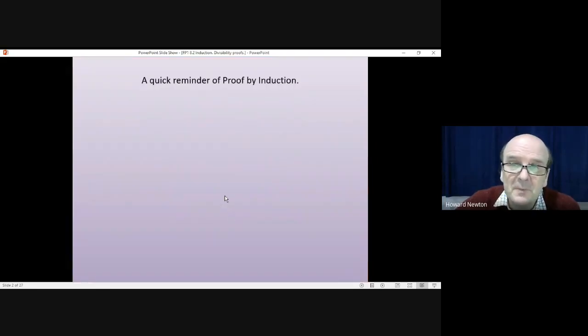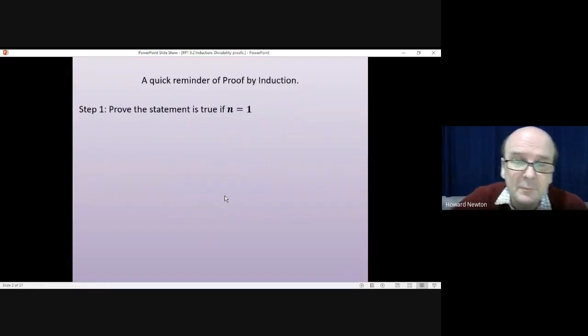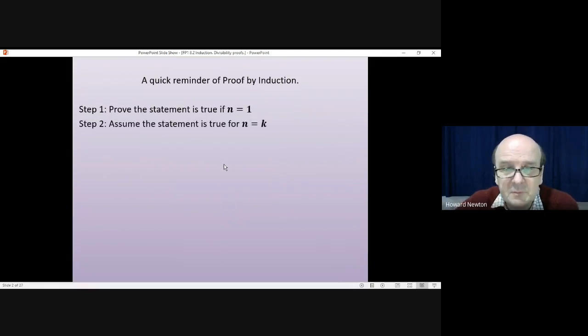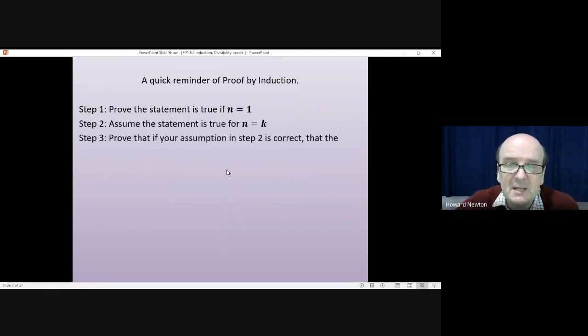Quick reminder of proof by induction. We begin by proving whatever statement we have, that it's true for n equals 1. We then assume that the statement is true for n equals k, and given that assumption, we try to prove that the statement is also true for n equals k plus 1.